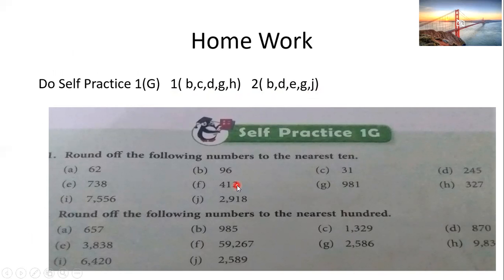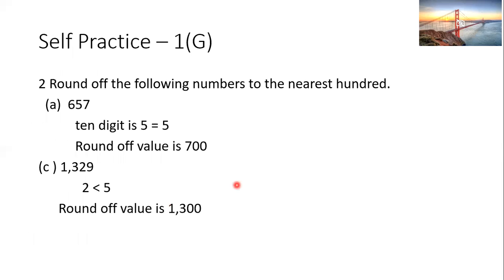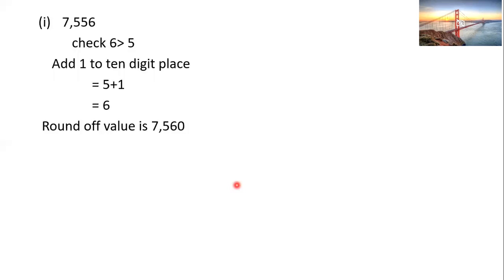Listen, once again I have to tell. If we round off the following number to the nearest 10, what will we do? Yes. Listen. This is a 4-digit number. First check if the ones place value is greater than 5 or less than 5. Yes, greater than 5. What will we do?